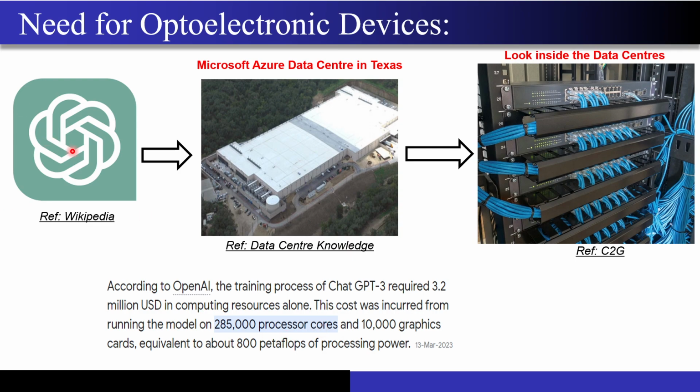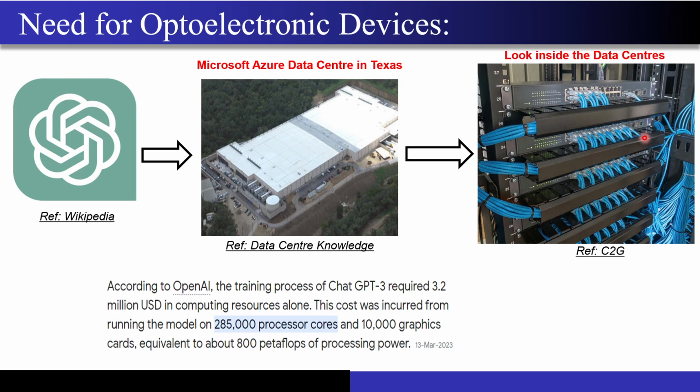Now the model running behind ChatGPT is currently hosted in Microsoft Azure's data center that is present in Texas. If you have a look inside this data center, you will see multiple parallel racks. I'm just showing a screenshot of one of the racks over here. You will see multiple of them running in parallel.